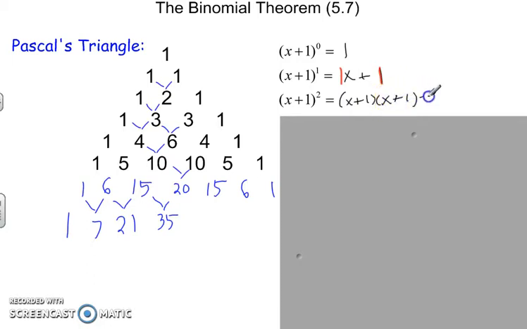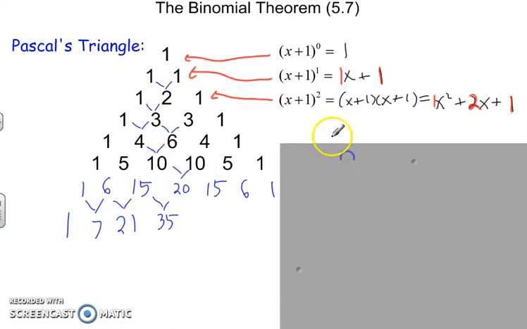So x plus 1 times x plus 1 using distributive property. Some people use the FOIL method. You get x squared plus x plus x is plus 2x plus 1. Highlighting the coefficients and constants there, there'd be 1, 2, and 1. 1, 2, and 1. It's almost like this is linked to this one. This is linked to this one. This is linked to this one. See if that would happen for the next one.